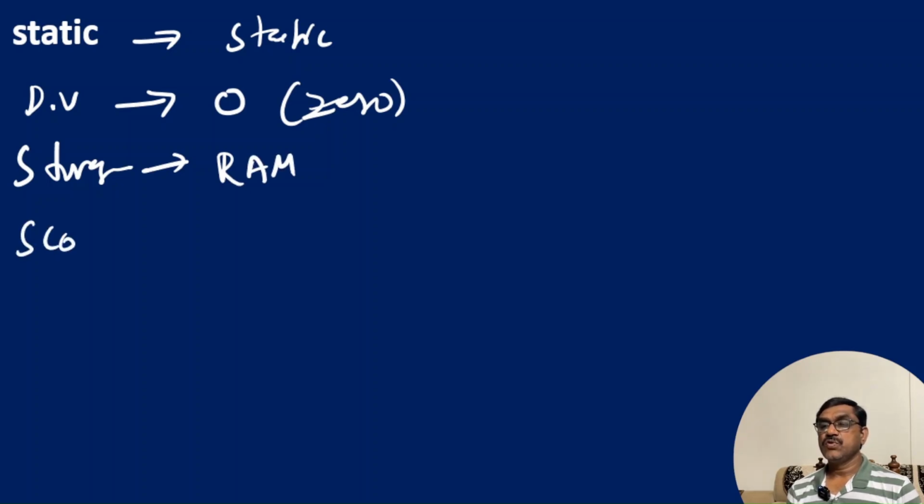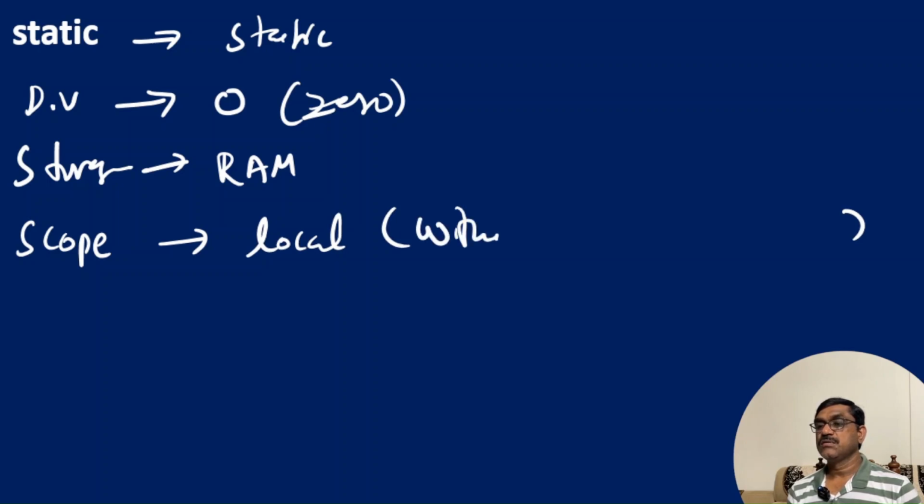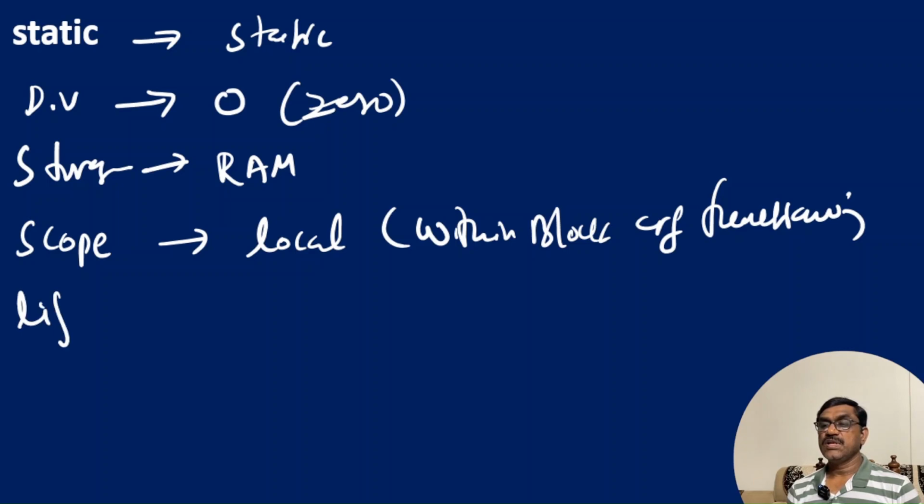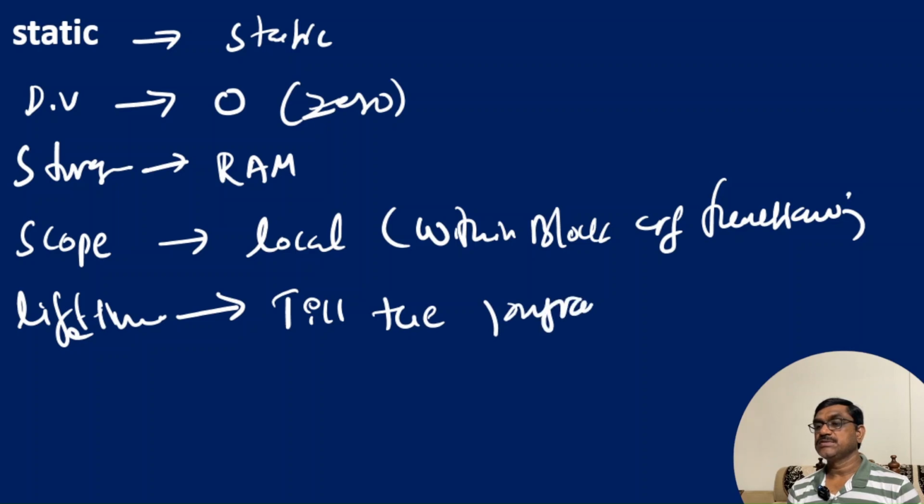And next, scope. Scope here I can write as local. Local in the sense within the block or function in which it is declared. Now coming to the lifetime, what is the lifetime? The lifetime is till the program ends.